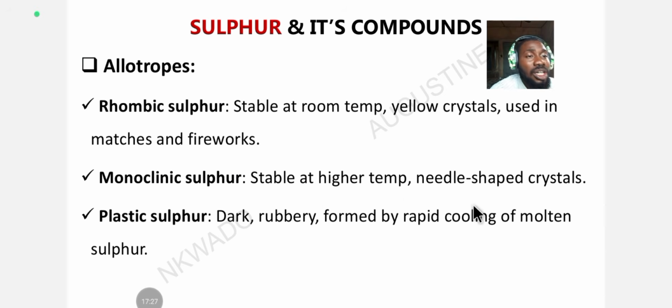And how does it look? It is needle-shaped crystals. In the textbook, when they heat monoclinic sulfur, you are going to see the needle-shaped crystals that form in the beaker. The needle-like crystals inside the beaker are monoclinic sulfur.